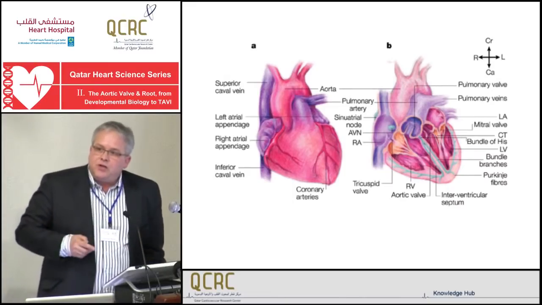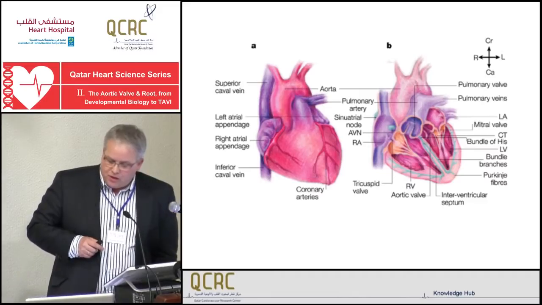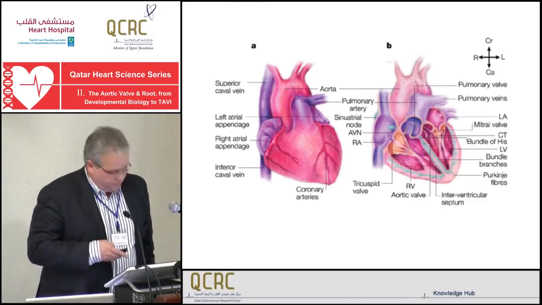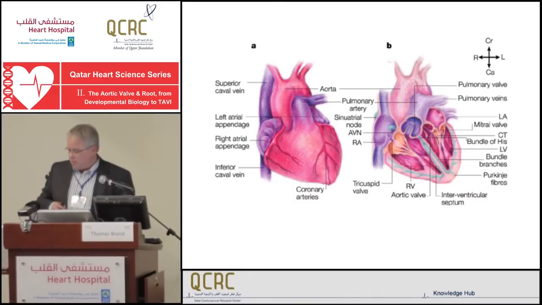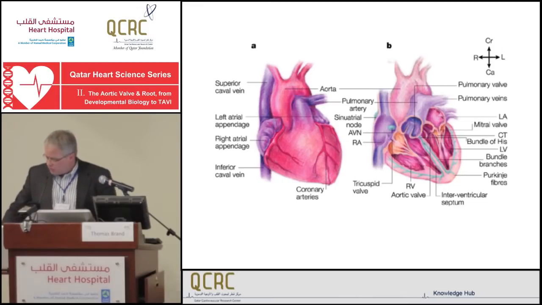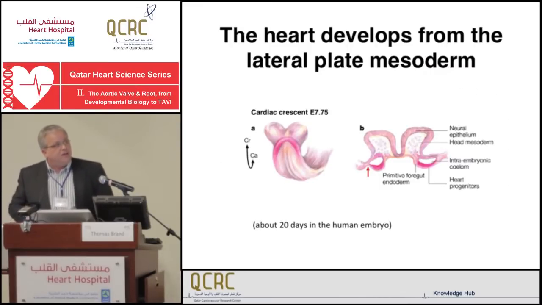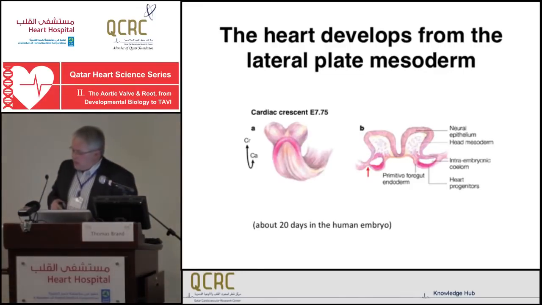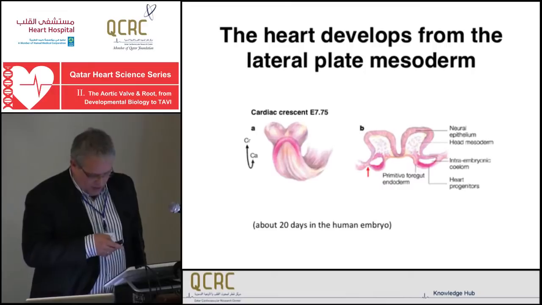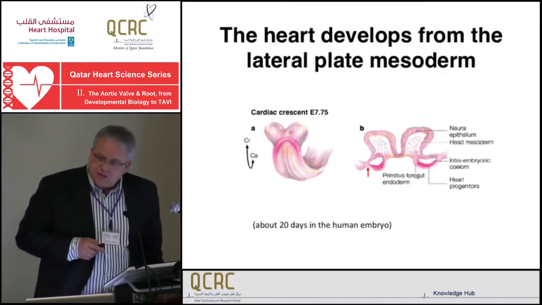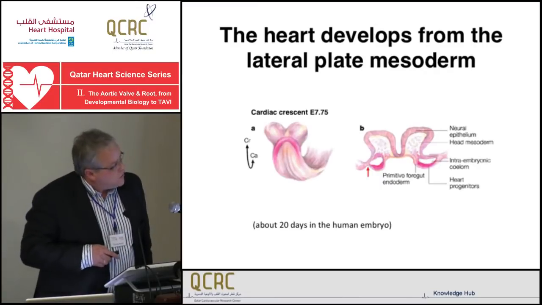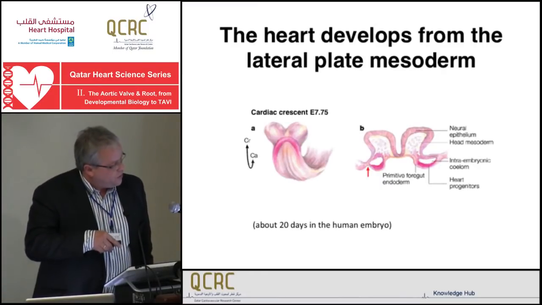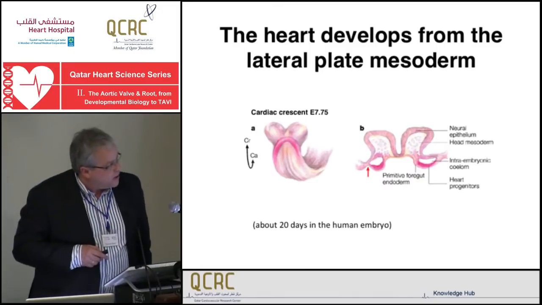When you deal with hearts, it's usually the kind of hearts that you see here, with a quite complex valvular apparatus. But as a developmental biologist, we start with a heart that looks completely different, and that is seen here. This is a mouse embryo at embryonic day 7.75, equal to about 20 days of human development. The red area that you see here is the cardiac mesoderm, the location of the precursors that make up the myocardium.